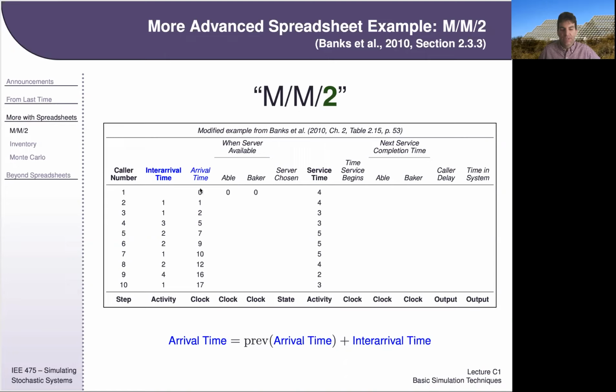I don't worry about the arrival time of the first caller because I just take it equal to 0. And that's also why the inter-arrival time is blank. So that filled down here gives me all of my arrival times. And they really are just the cumulative value of the inter-arrival times. They're just summed up.